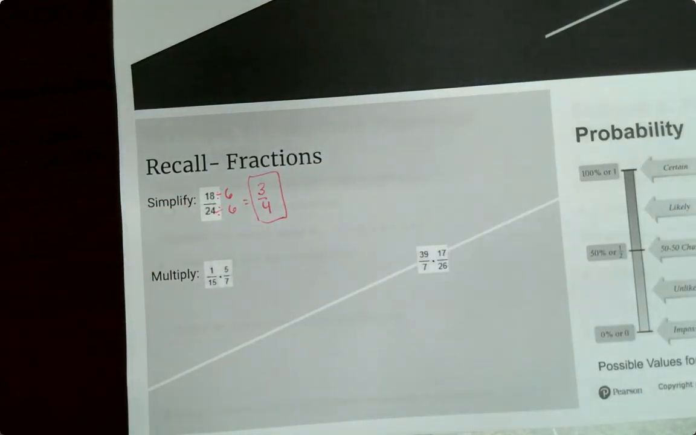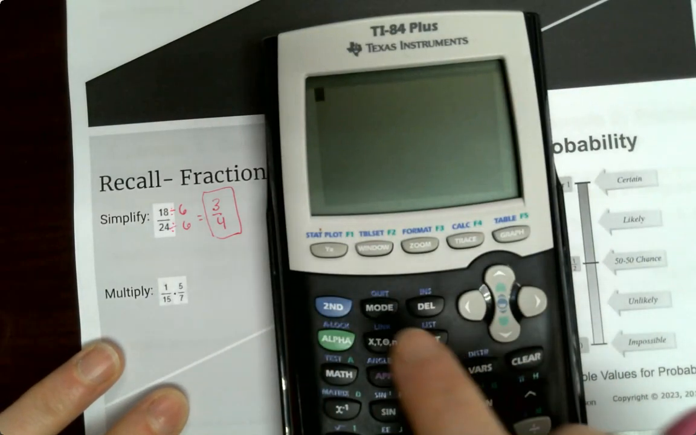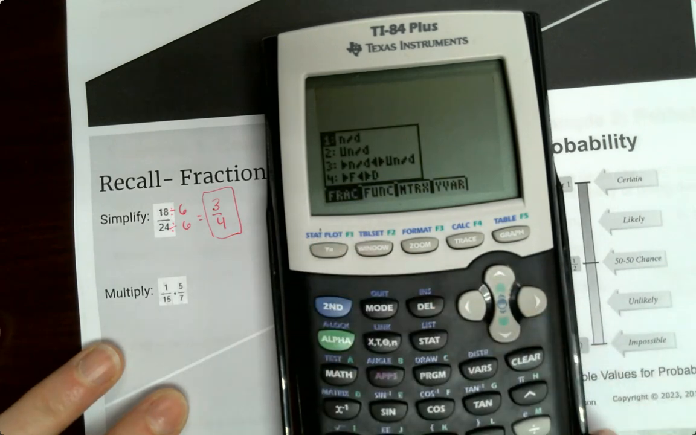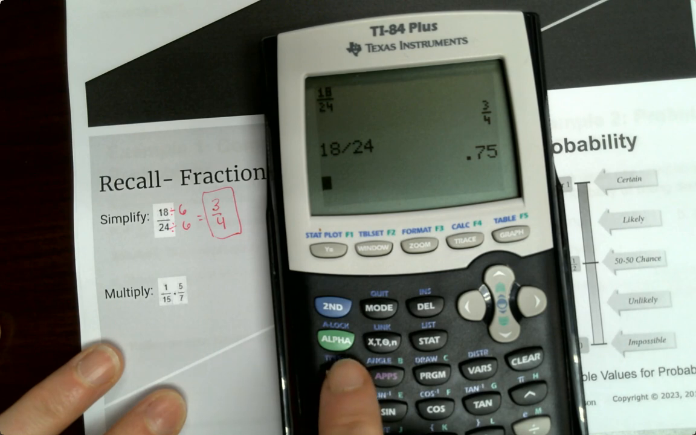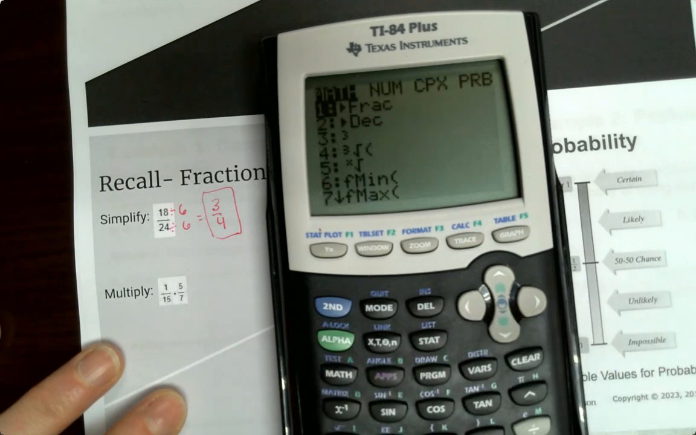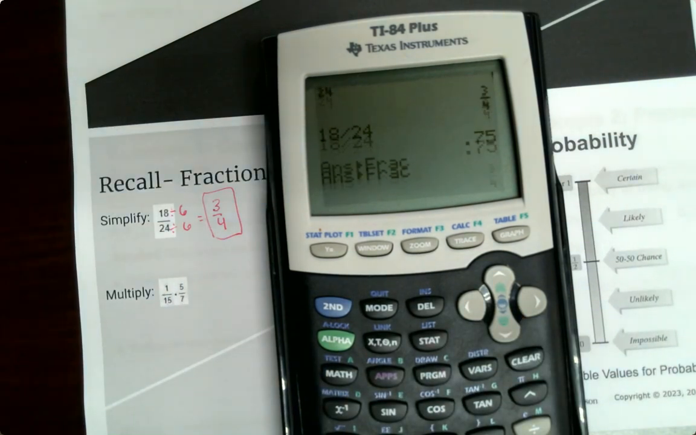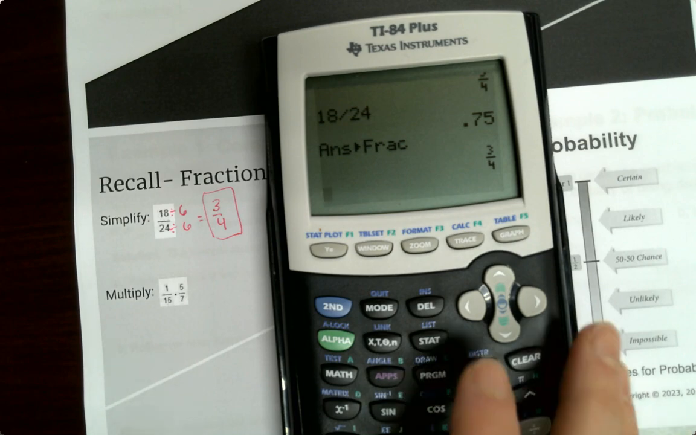You can also use your calculator to simplify fractions. If you have the update on your calculator, you can do alpha y equals. You can do 18 over 24 and then reduce it like that. Or if you don't have the update, you can do it like this and then hit math fraction and it'll put it back in the fraction form for you.